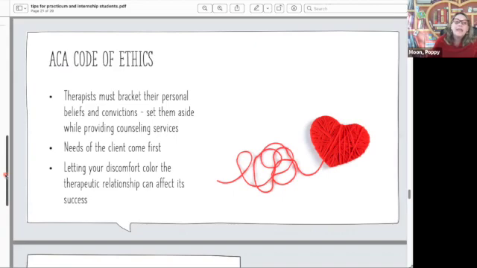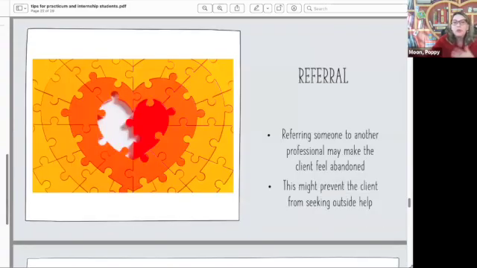Now, the ACA Code of Ethics says that therapists need to be able to put aside their personal beliefs and convictions while they're providing counseling services. So the client always comes first. So don't let your discomfort affect the therapeutic relationship. Could that happen? Yes, but I want you guys to really start working on that so that you're not coloring the session. And it's hard, but it's something that you'll work on.